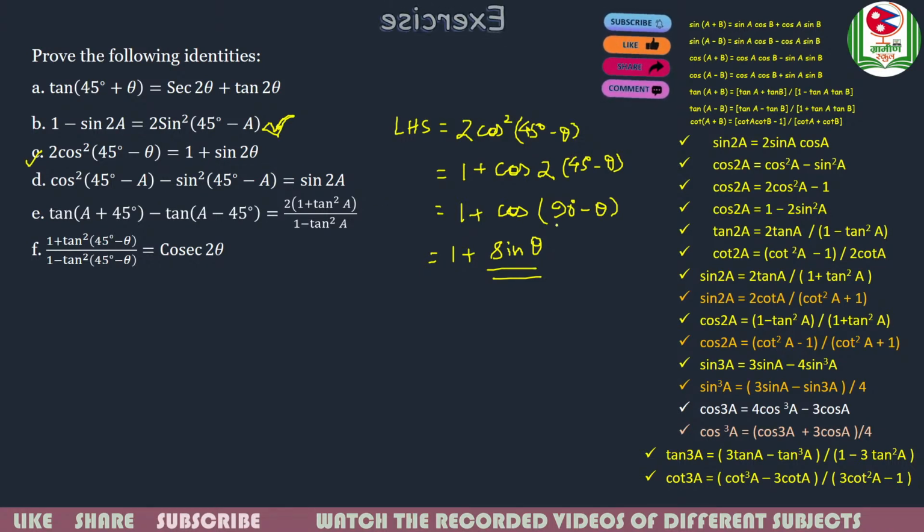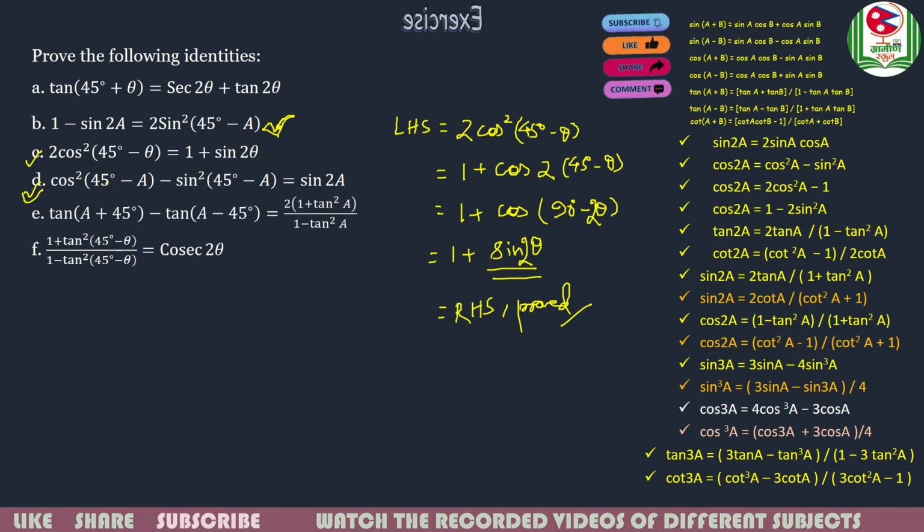Okay, so how much is it? This is 2 theta, so it is 1 plus sin 2 theta. So here RHS is good.